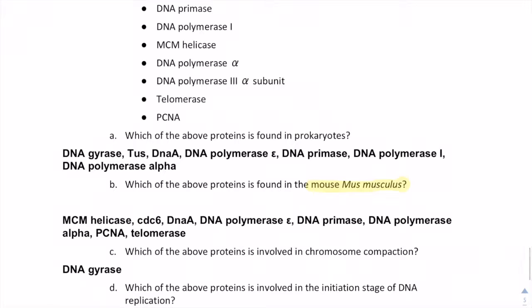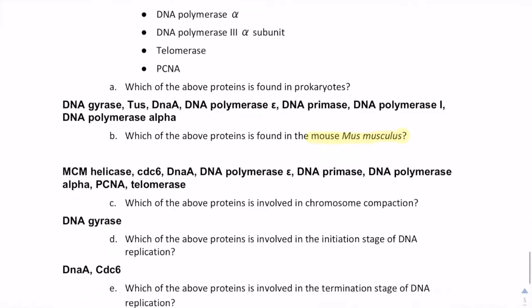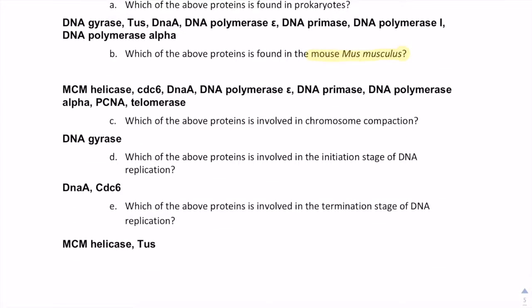For part C, it asks which of the above proteins is involved in chromosome compaction, and that's the function of DNA gyrase. That's its function, is compaction. And the proteins that are involved in initiation in DNA replication are DnaA and CDC6. And which one of these proteins is involved in the termination stage? Remember, that's the function of the Tus and the MCM helicase.